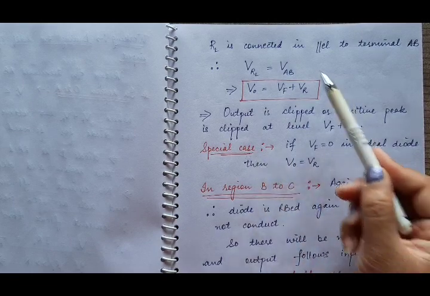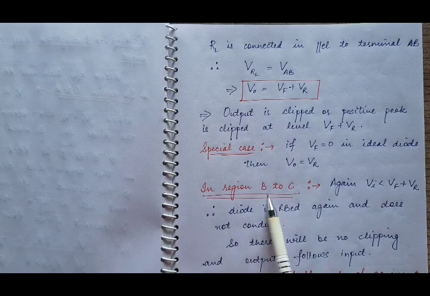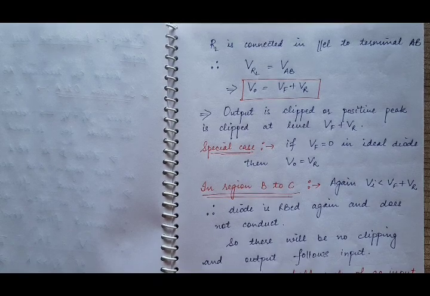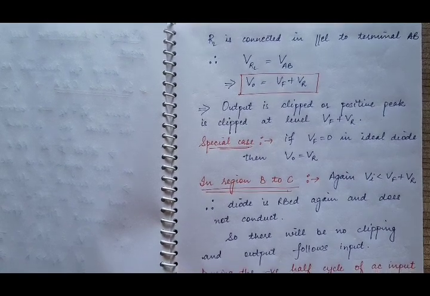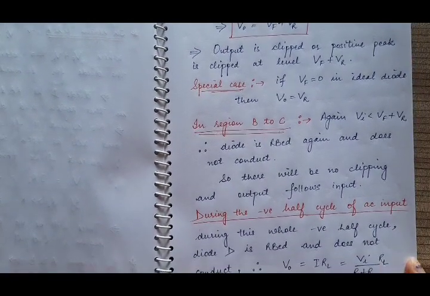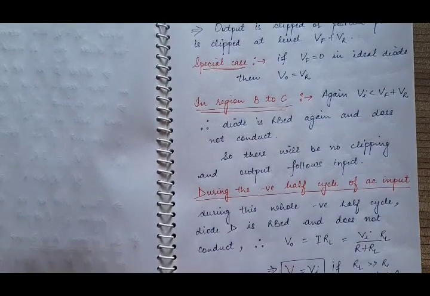This is the discussion in region A to B. Then comes the output waveform, the clipped waveform in region B to C during the positive half cycle of AC input. Each and everything I have told you. And then comes the behavior of the circuit towards the negative half cycle of AC input.